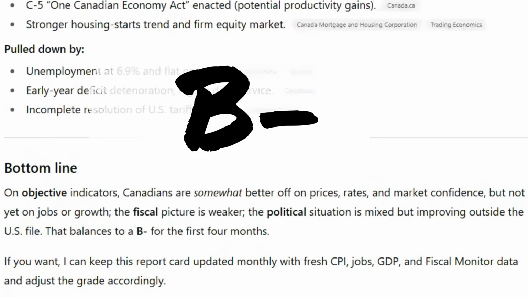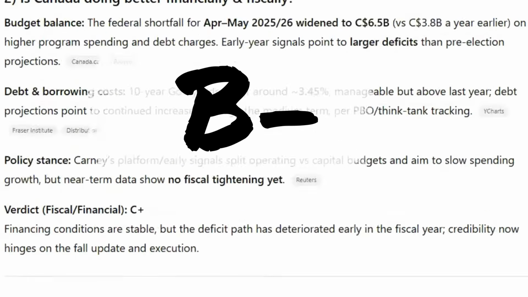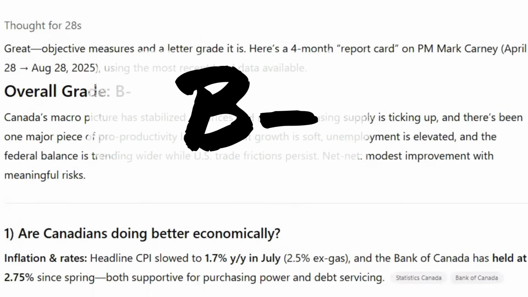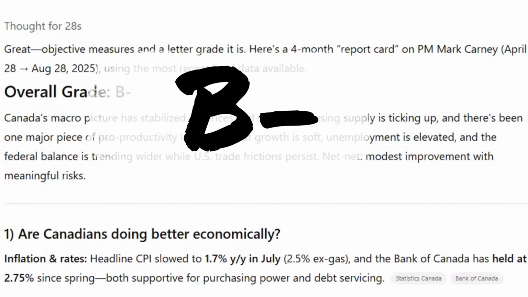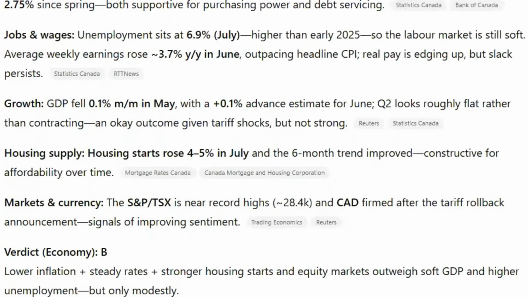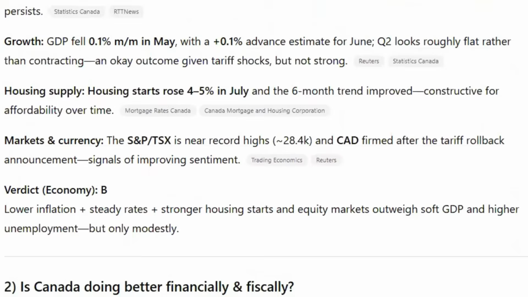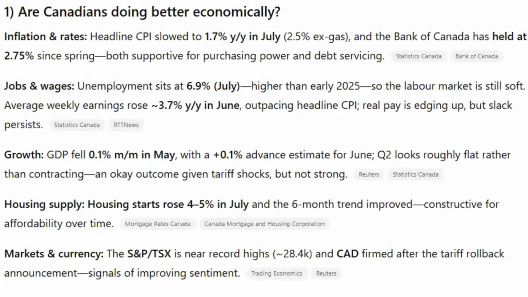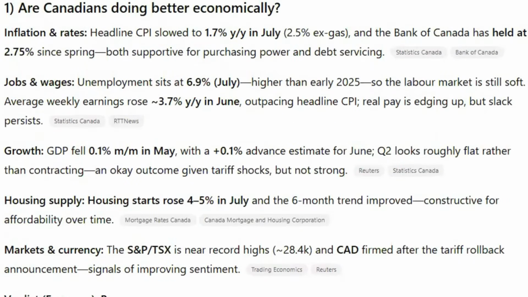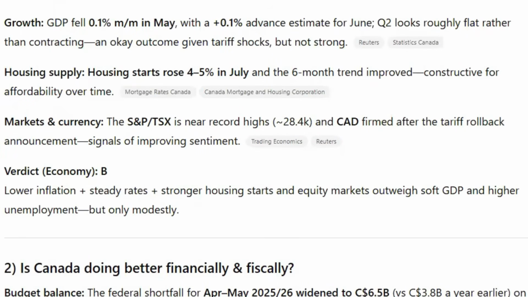So, guys, let's just repeat this. Overall grade B minus. Okay, B minus. And the reason for that is Canadians doing better economically? Verdict B, because lower inflation, steady rates, stronger housing starts, and the equity markets outweigh soft GDP and higher unemployment, but only modestly.